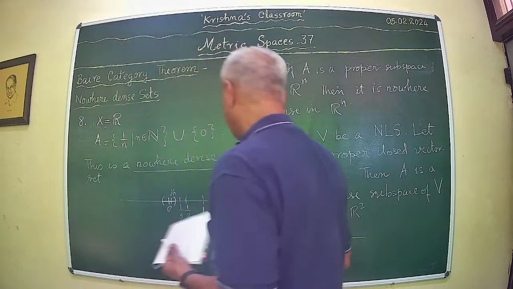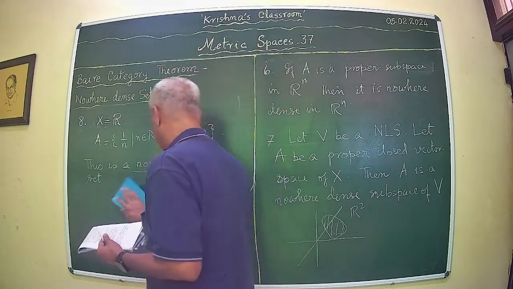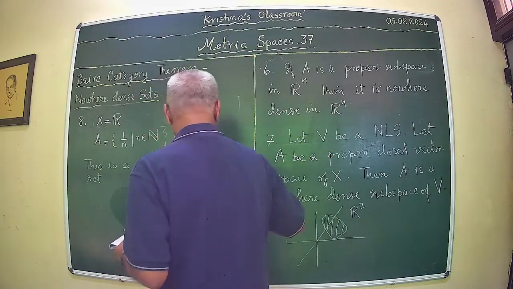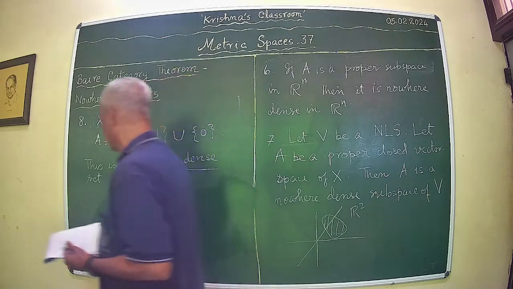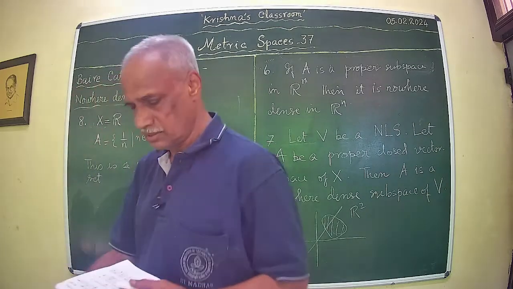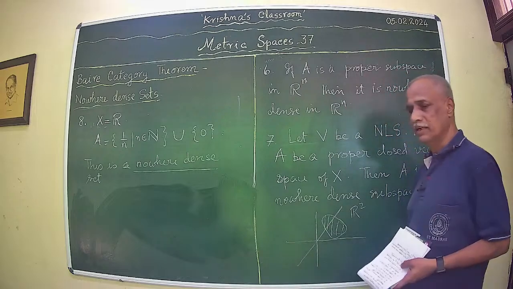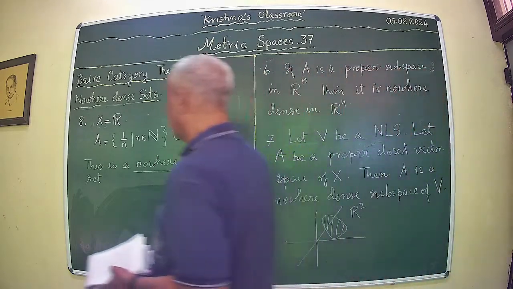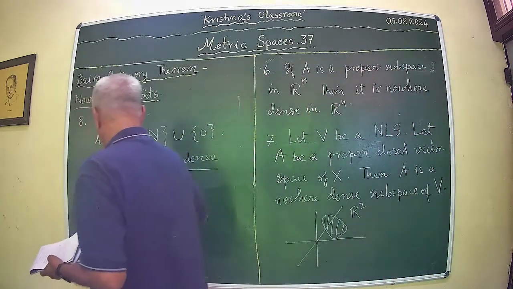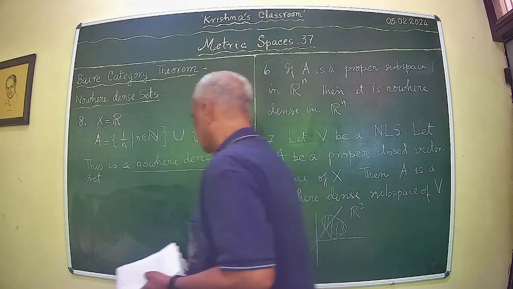in spite of the fact that the sequence converges to 0. Okay. So these are all examples of that. Now what we try to do is we go for a characterization of nowhere dense sets.